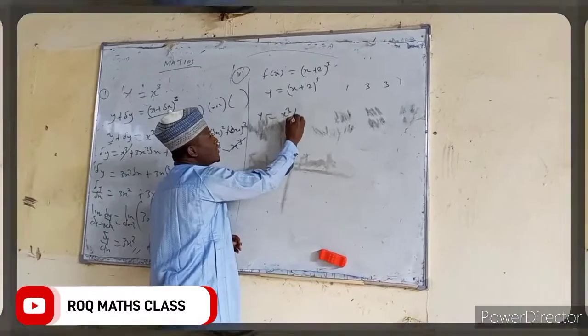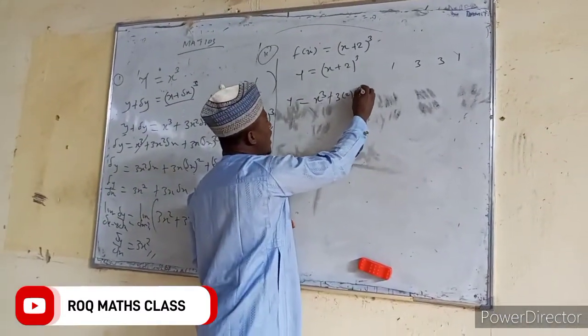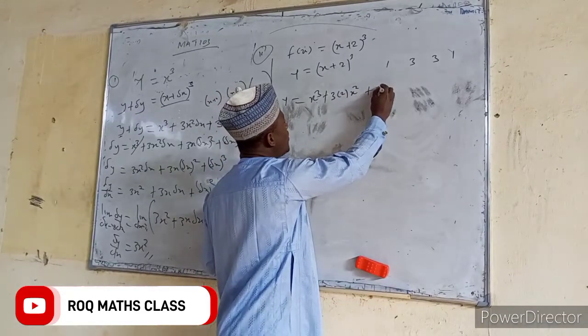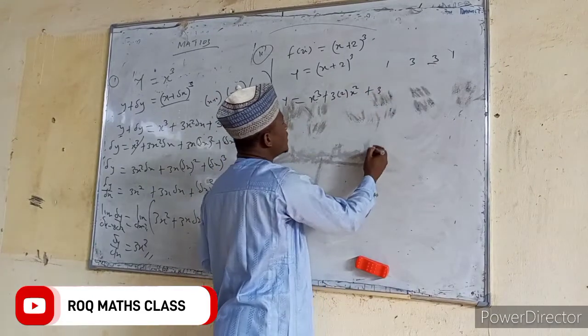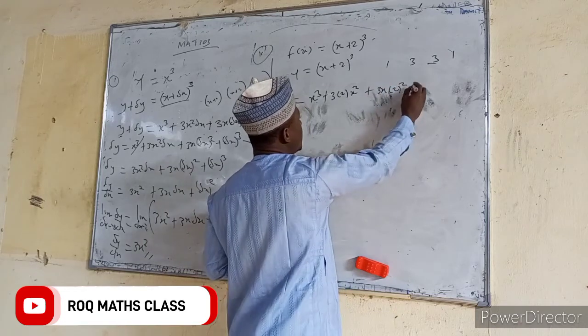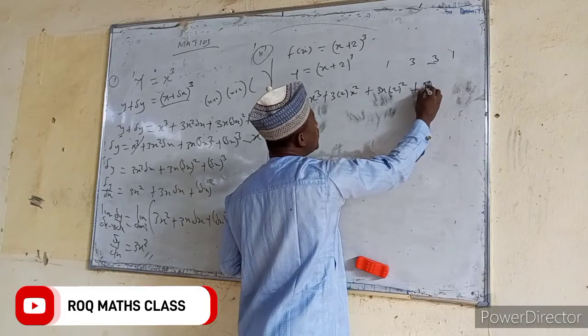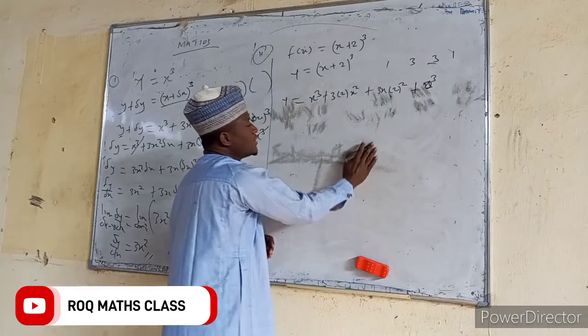x cubed, we have 3, and we have 2, then x squared. We have also 3 as this coefficient. We have x, we have 2 squared. The next one, we have 2 to the power of 3. Is that one okay?